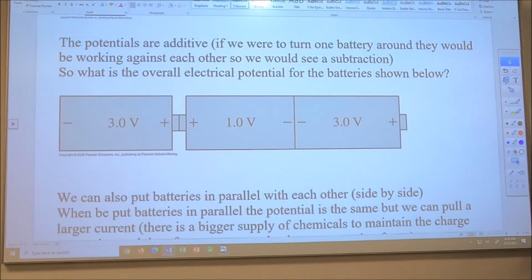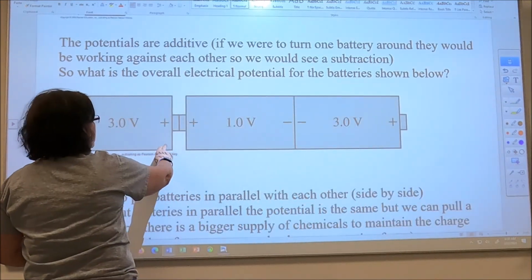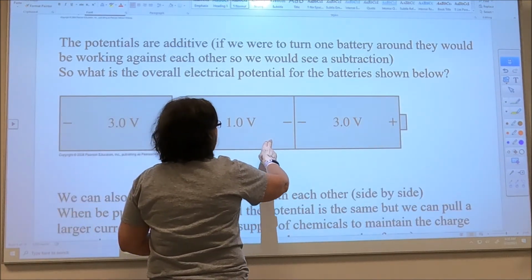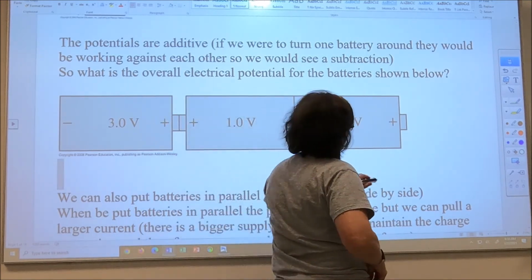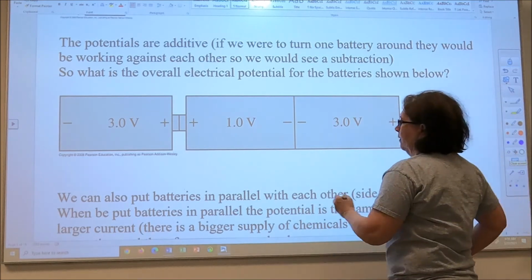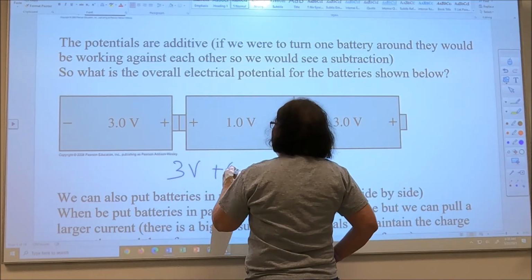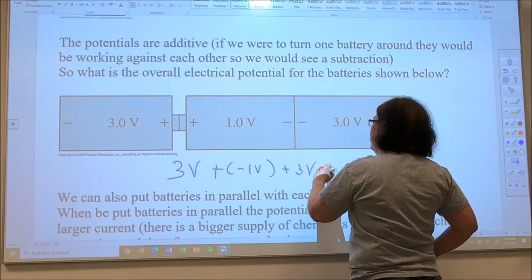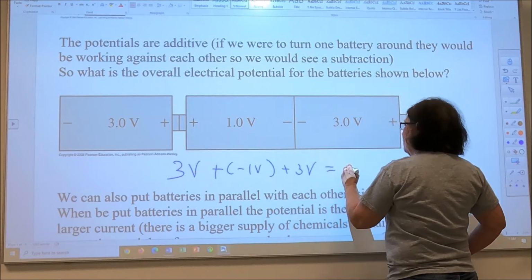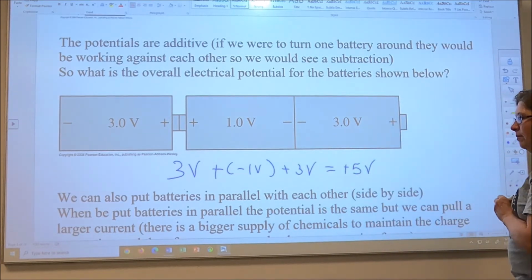So if we look at this one, I have a 3 volt, and then this one's backwards, and then a 3 volt. So we have 3 volts plus a minus 1 volt plus 3 volts. So that would be plus 5 volts. Okay?